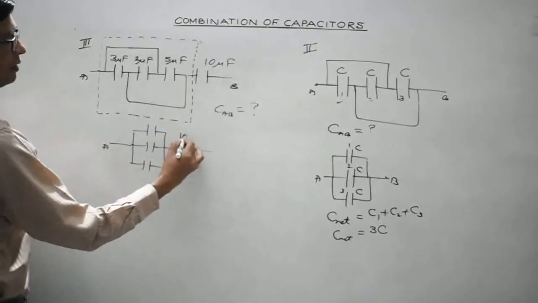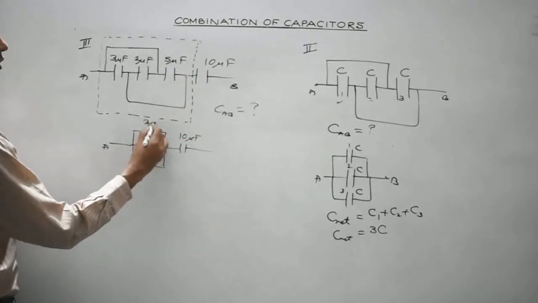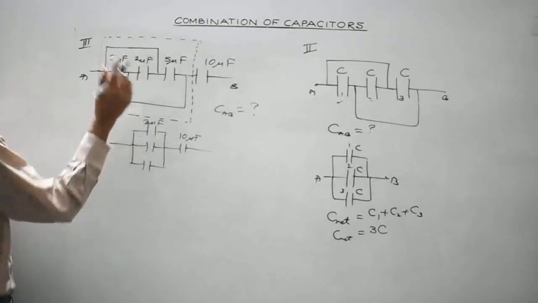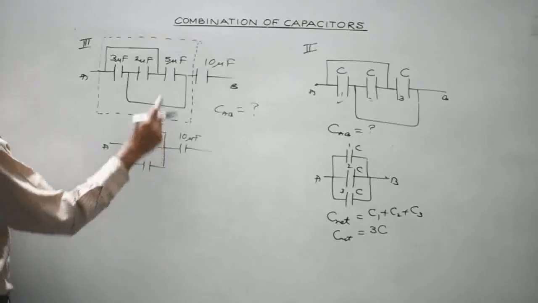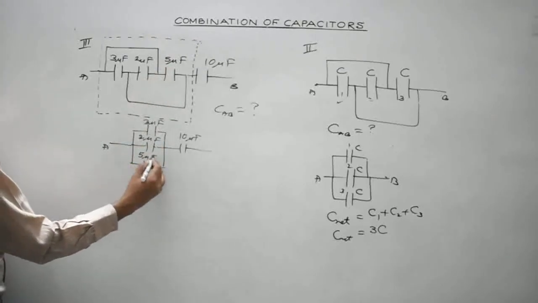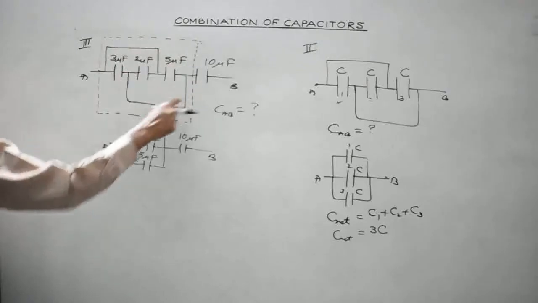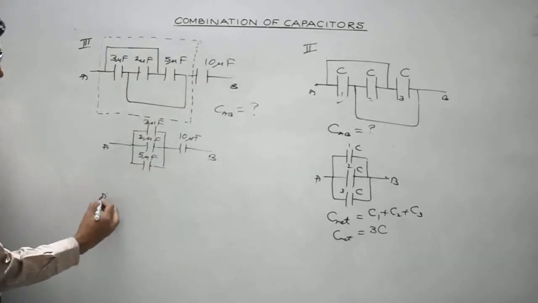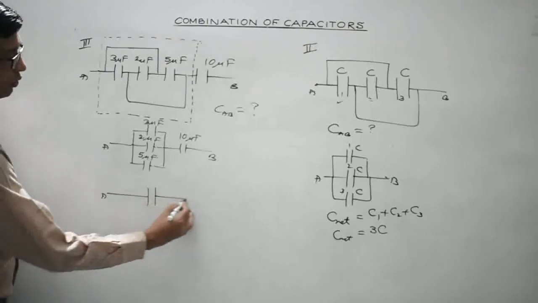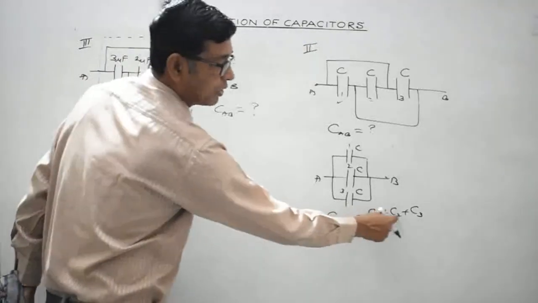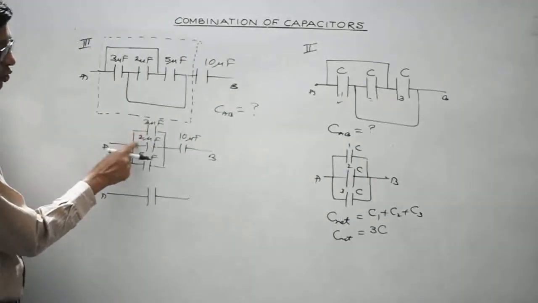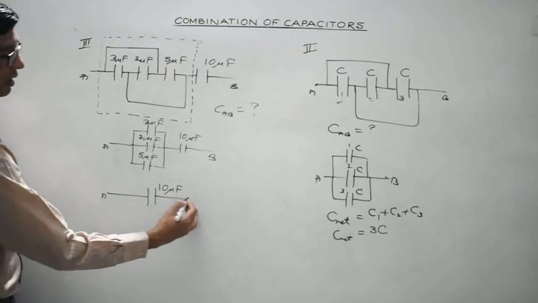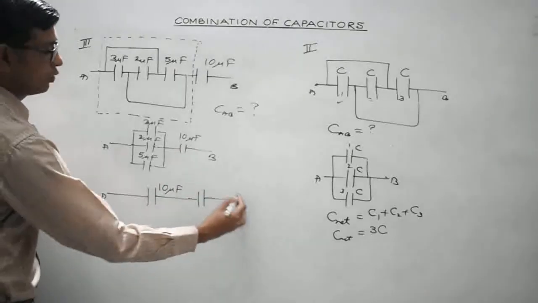This is 10 microfarad. This is 3 microfarad. This one is 2 microfarad. And this one is 5 microfarad. This is point B. So it can be redrawn in this particular manner. Now these 3 are connected in parallel. So in parallel we will make use of this particular formula. So 3 plus 2 plus 5 will give us 10 microfarad. And this one is also 10 microfarad.